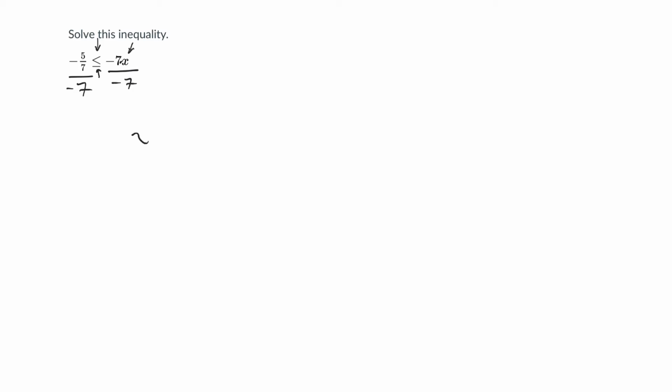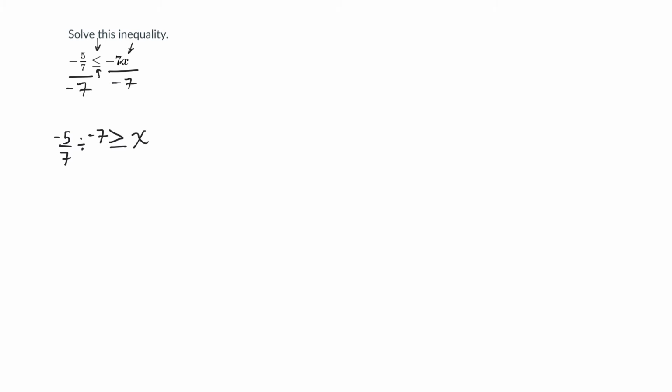So on the right side, I'll have an x. Then instead of less than, it's going to be a greater than or equal to. And now I have to deal with this complex fraction on the left side. I'm going to rewrite it like this: minus 5/7 divided by negative 7.